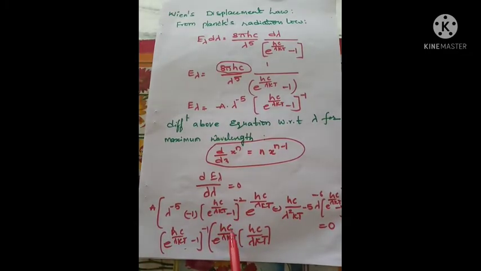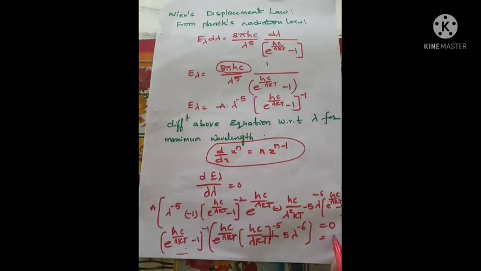And then what happened here, if you take this one common, and what remains here. So here, if you take that common, we have the term minus into minus plus this one, minus, we have the term 5 lambda to the power of -6. Here we have one more term, lambda to the power of -5, so that equals 0. And here also we have one more term.